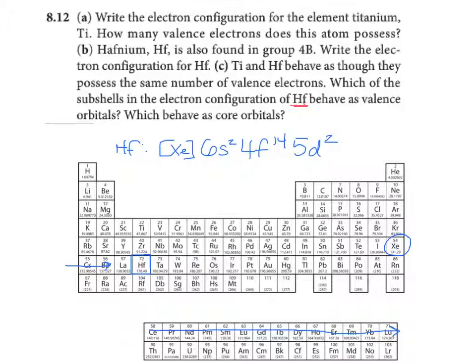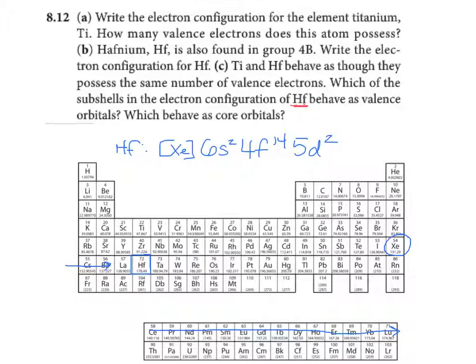Okay, so one way to think about it is that it's the last shell that's filled. What do valence electrons do? How do we typically describe their behavior? Valence electrons are the ones that what? Yeah, they participate in bonding. So we might gain them, we might lose them, we might share them, but valence electrons are what we consider the outermost electrons, the ones that deal with bonding.